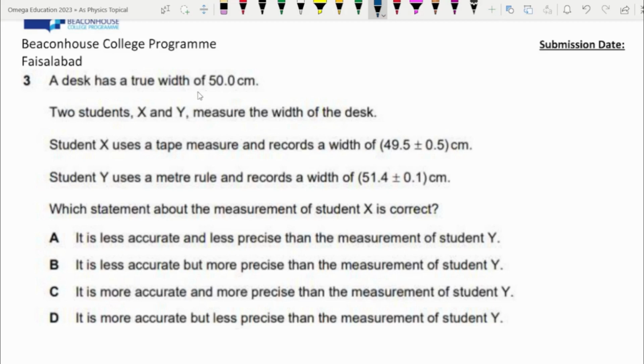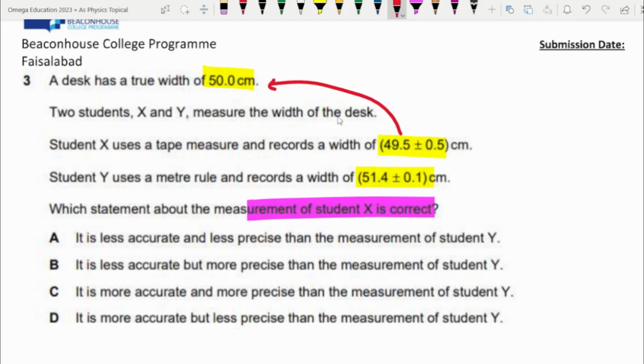A desk has a true width of 50.0 centimeters. So this is your true value. Student X records the reading as this one. Y records the reading as this one. What is the statement about the measurement of student X? Which statement is correct? If we compare the reading taken by student X with the true reading, it is very close to the true reading compared to the reading taken by student Y.